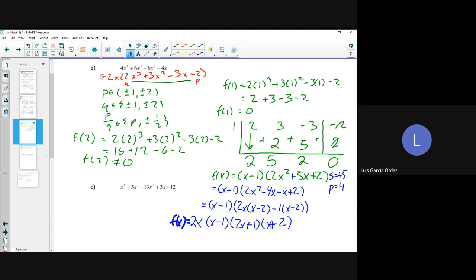So is everyone good with this question? Or is it a lot of steps? It's good?